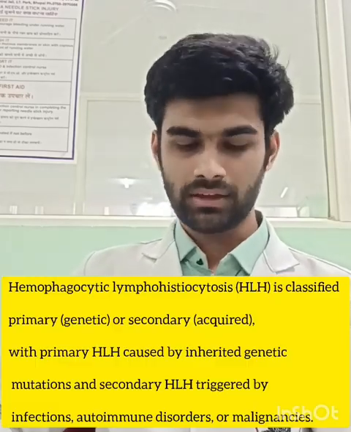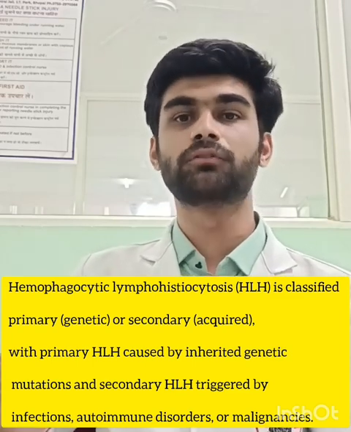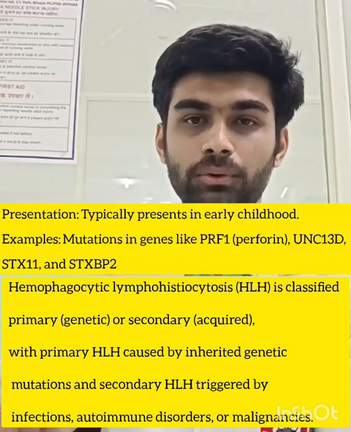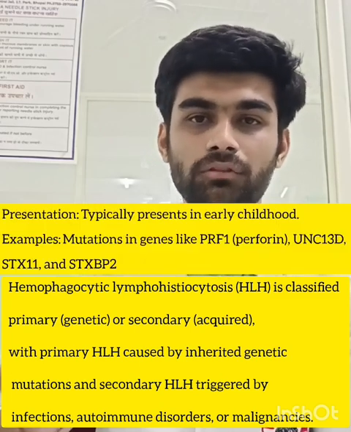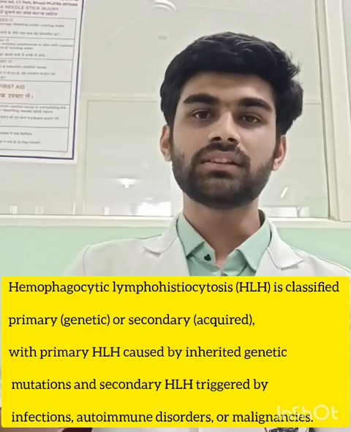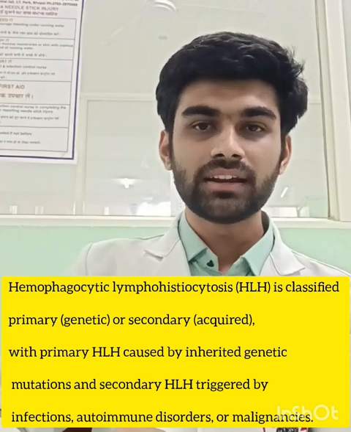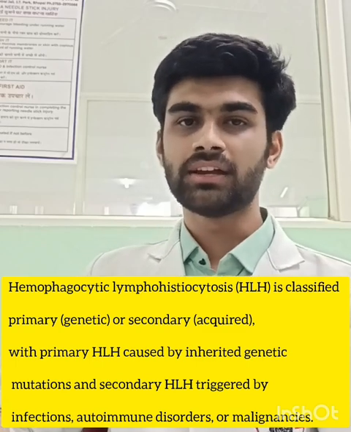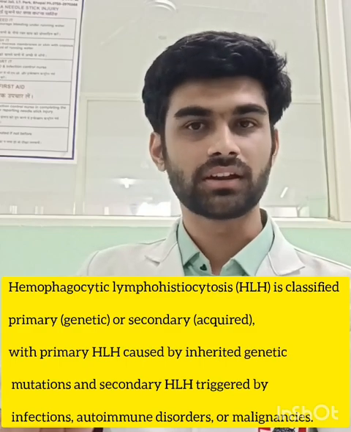There are two types: primary familial HLH, which is due to genetic mutation of perforin 1, MUNC13-4 and syntaxin binding protein. The common age group of this is less than 1 year. And second, secondary acquired HLH. It is due to infection, malignancy, autoimmune disorder and drugs, and the common age group is elderly.